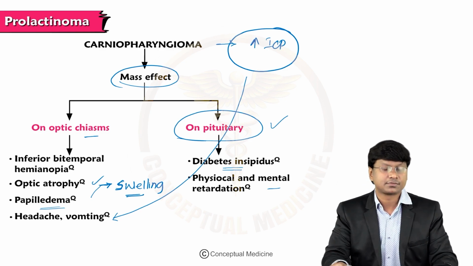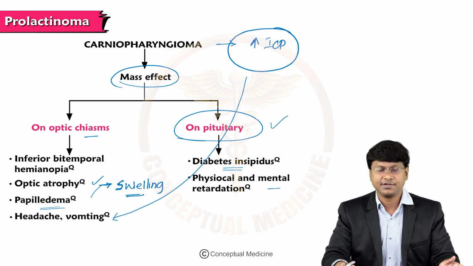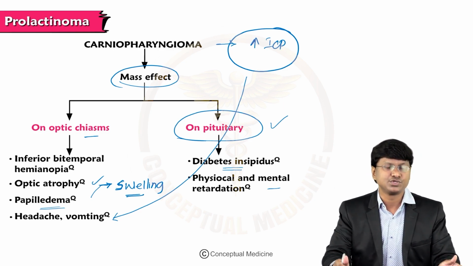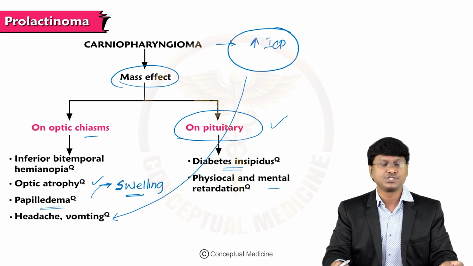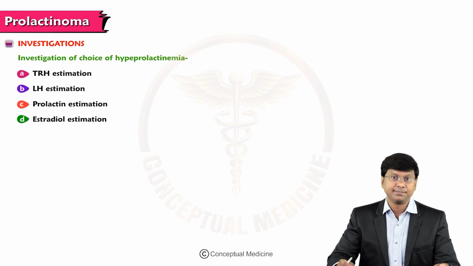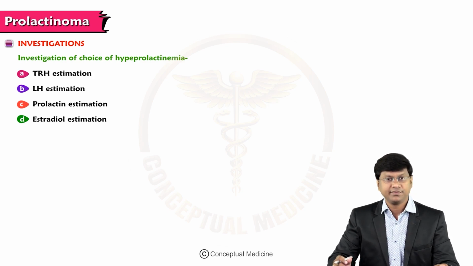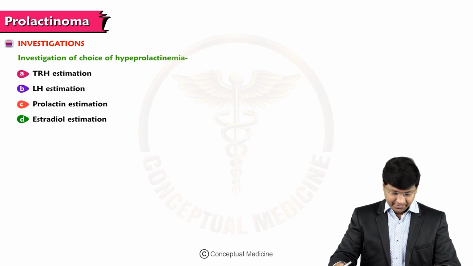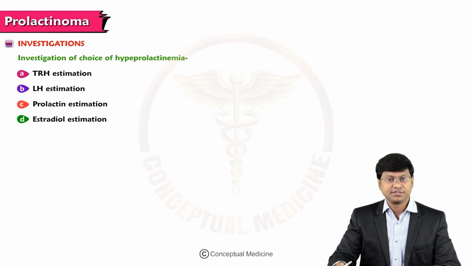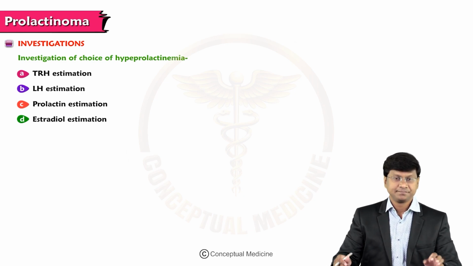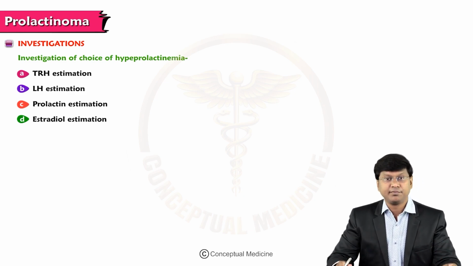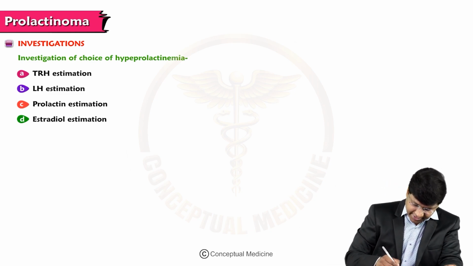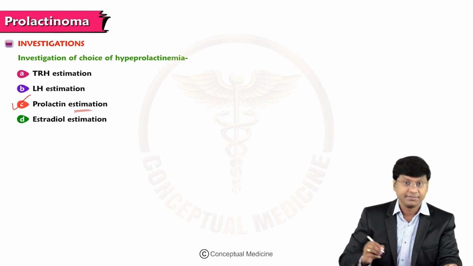Now, after having discussed the clinical manifestations in prolactinoma and one of the differential diagnoses, craniopharyngioma, now let me discuss the investigations in patients with your prolactinoma. How do you investigate these patients with prolactinoma? So the investigation of choice in hyperprolactinemia is thyroid releasing hormone estimation, luteinizing hormone estimation, prolactin estimation, estradiol estimation. Always remember one of the very important points in endocrinology: always first it is your chemical analysis. So the investigation of choice in hyperprolactinemia is your prolactin estimation.